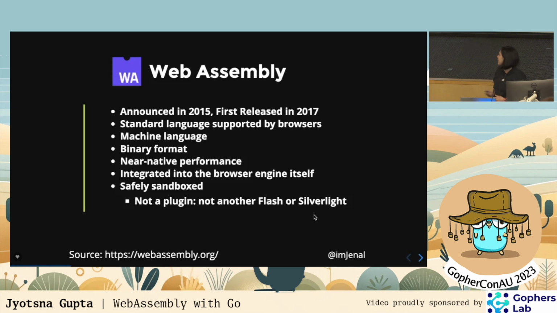So WebAssembly was announced in 2015. It was first released in 2017, right? So it's relatively new. But even though it is relatively new, it has become a standard language that all the major browsers can understand and execute, right? And since it is a machine language for the web, it is very fast in execution, which is why it gives near native speed. And this is why, in a fancy term, we call it super fast, right? And it has seamless integration with JavaScript.